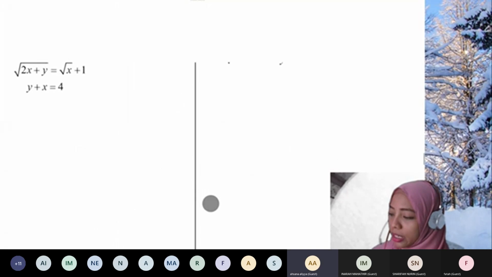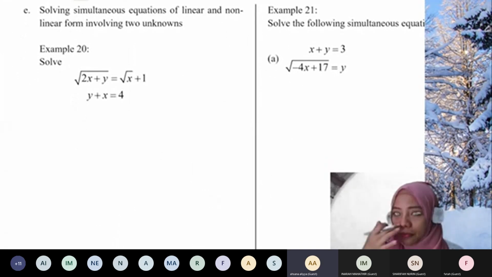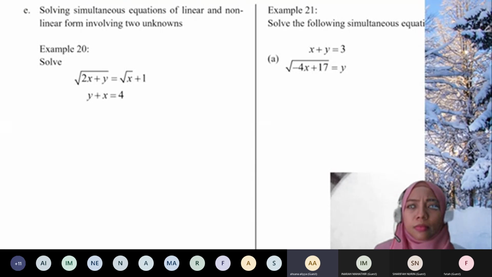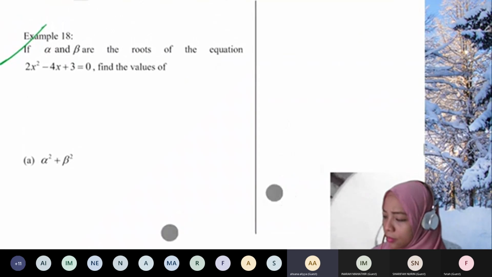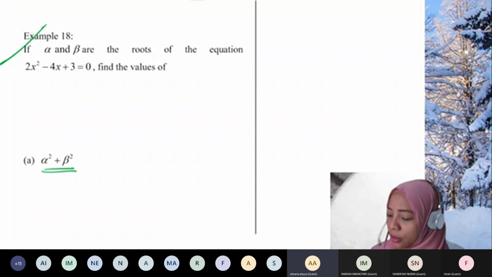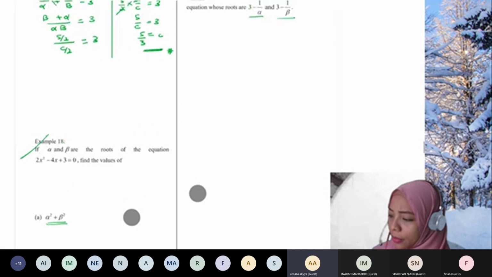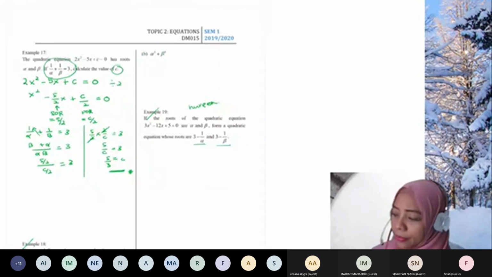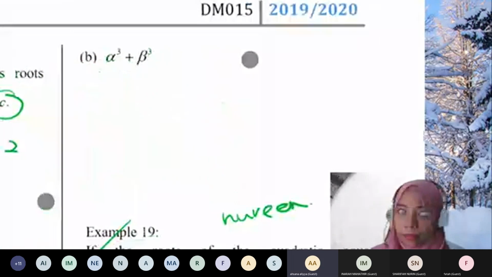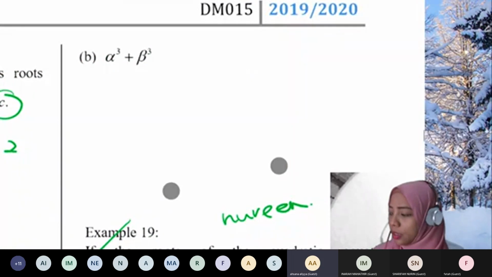So now Madam. Ya sayang. Boleh tak kau nak tengok soalan 18 A dengan B sebab saya print soalan tapi soalan dia tertutup. Tak nampak. 18 dia nak A square plus B square, A squared plus B squared. Okay, yang ini dia nak A cube plus B cube. Okay madam. Terima kasih. Okay, sama.